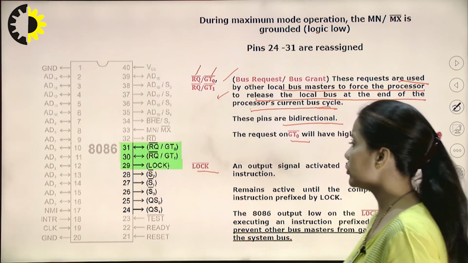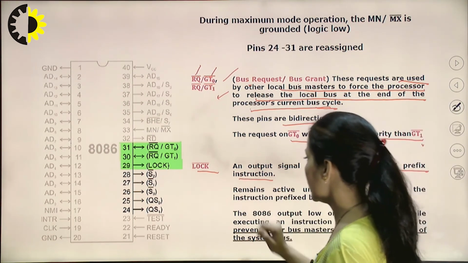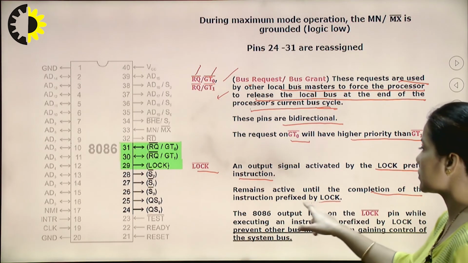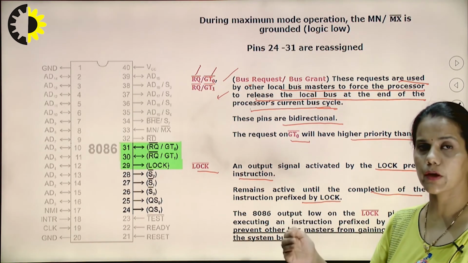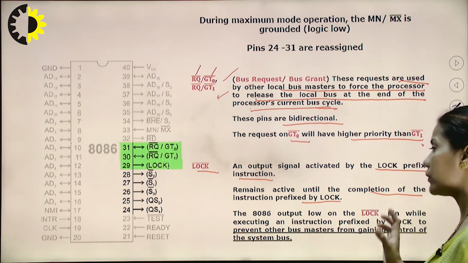So now we come to the LOCK signal. It's an output signal activated by the LOCK prefix instruction. It remains active until the completion of the instruction prefixed by LOCK. Suppose the processor comes across such an instruction where the prefix LOCK is used. Now what will happen?